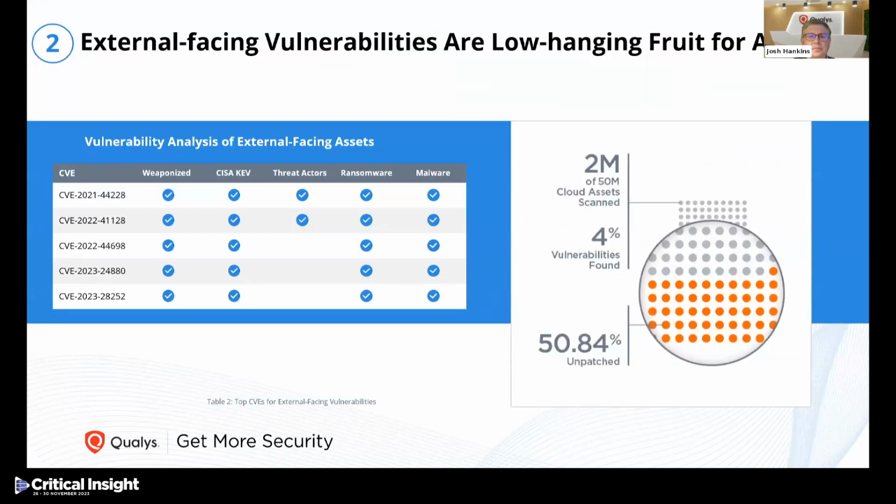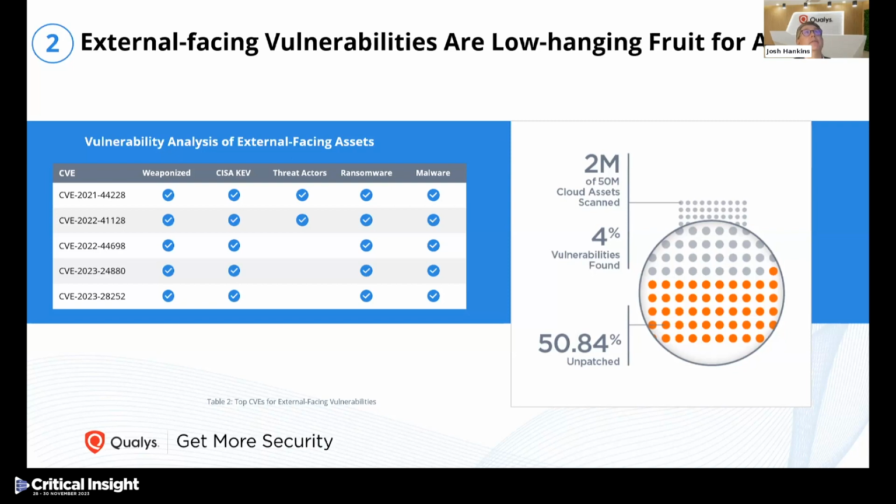Point 2, one of the most alarming discoveries was the number of cloud assets facing and exposed to the internet. On the right, we found approximately 4% of cloud assets within more than 50 million scanned were externally facing. 4% may not seem like a high number, but anything really over 0 is not good.